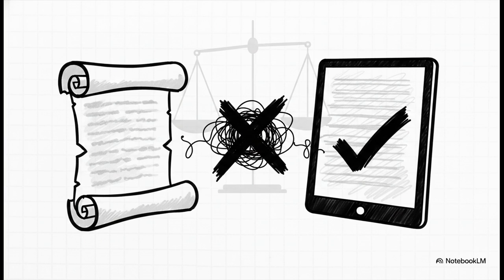For example, let's look at the timelines for pronouncing judgments. Under the new BNSS, you have to specifically refer to Section 392. This mandate explicitly lays out the strict timeline a judge absolutely must follow to pronounce a verdict after a trial wraps up. It's an essential safeguard so cases don't just drag on indefinitely.